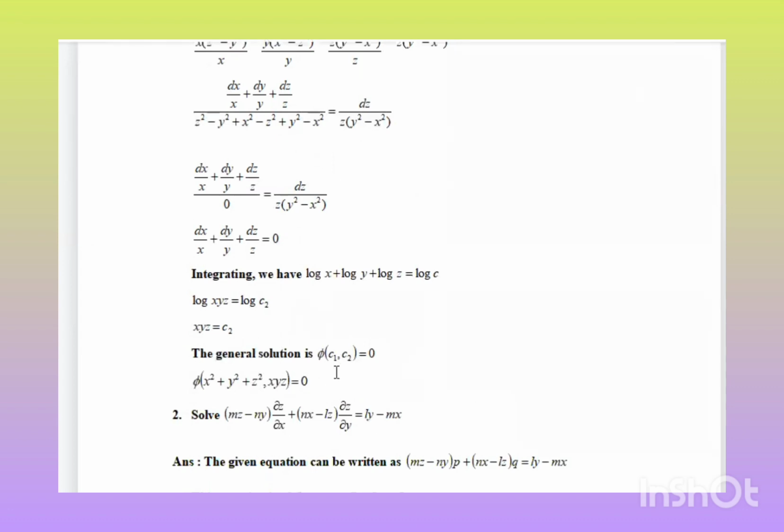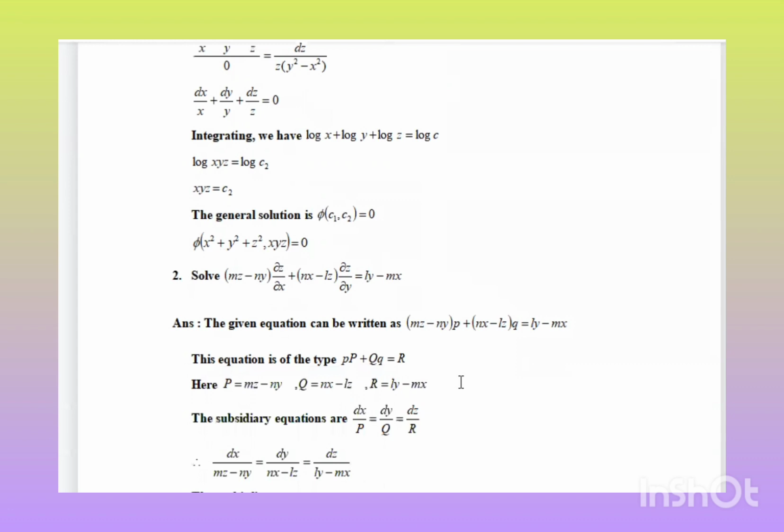The general solution is phi of, or f of, or g of, anything you can write. Therefore, phi of (c1, c2) = 0. C1 we have already got, and c2 we have just got. So you have to write here phi of (x² + y² + z², xyz) = 0.